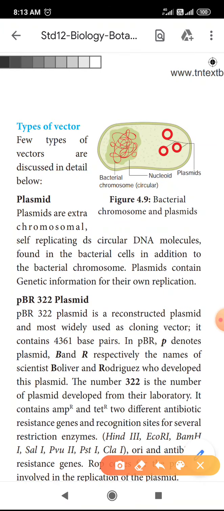This is the bacterial cell. This is the bacterial chromosome. It is circular in nature. It is otherwise called nucleoid because it doesn't have a well-defined nuclear membrane. This is the structure of plasmid. Extra chromosomal, double-stranded, circular, self-replicating nature is called the plasmid. The plasmid is widely used as a vector to transfer desired genes from one organism to another.